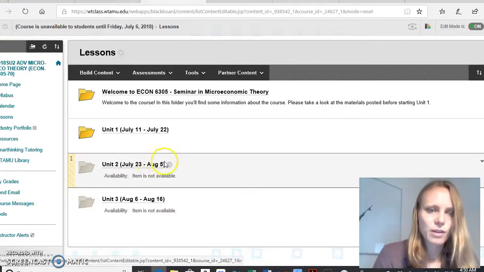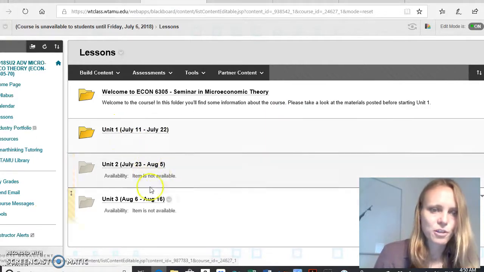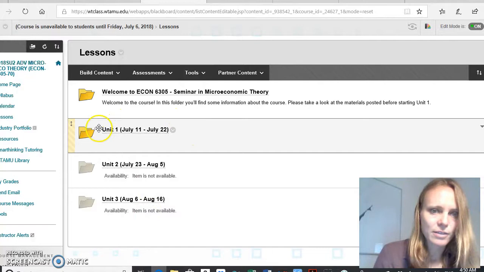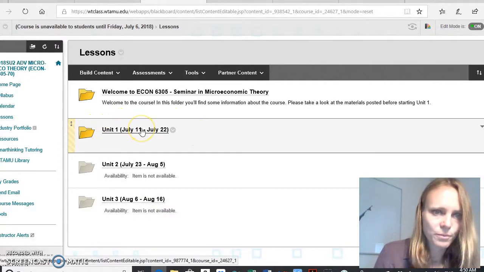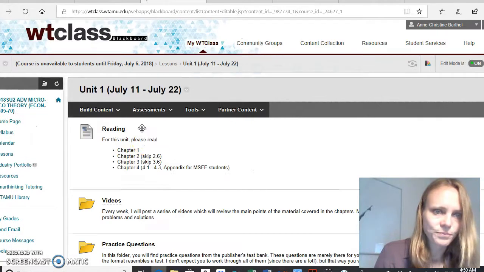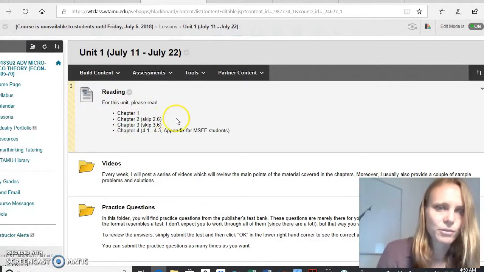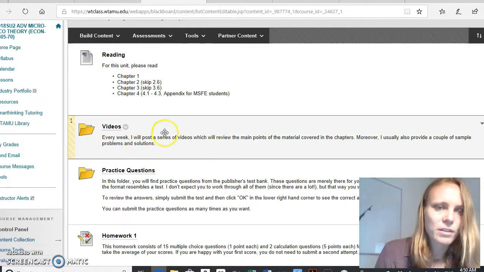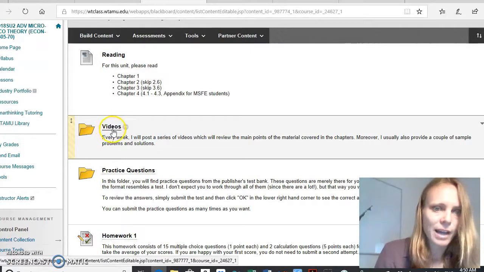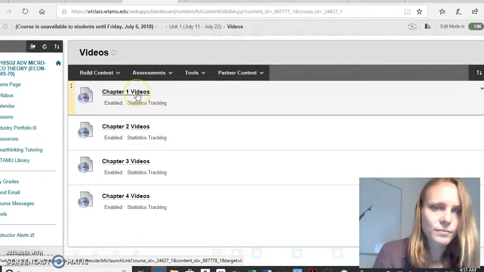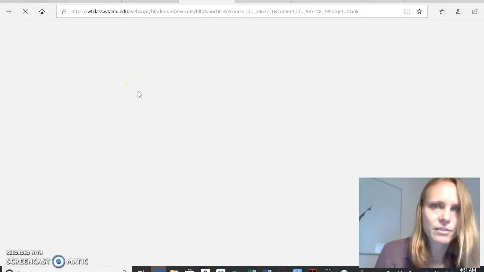On Blackboard, for each, you will see the following. You will see the folders for the 3 different units, and they'll have the dates on it, so you will know which one to go to. So in the beginning, Unit 1, it'll first summarize the reading for this unit, so I recommend that you take your textbook and read through the chapters. Going hand in hand with that, I have made a couple of videos that summarize the main points covered in the chapters. So if you open this folder, you will see a link to a series of videos.